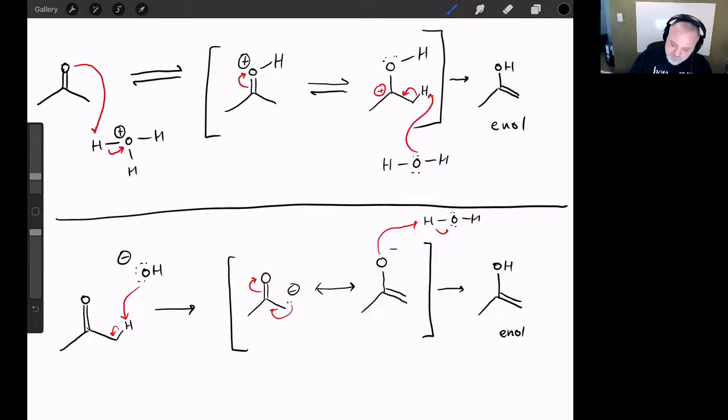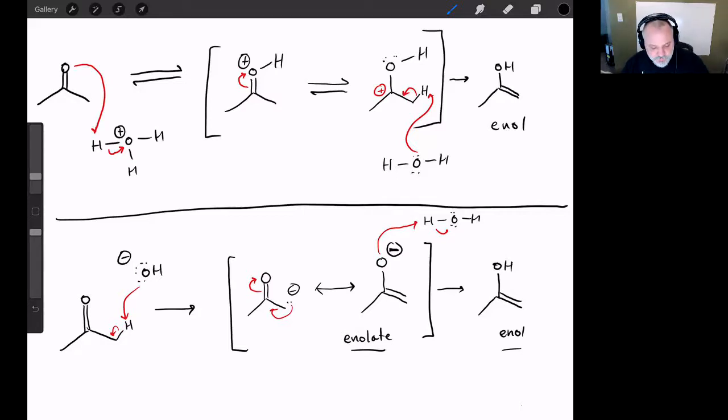Here's an enol, but this guy, this negatively charged species here, is the enolate. And we're going to spend a lot of time talking about enolates as well. As a matter of fact, I think that's the very next thing that we're going to do.